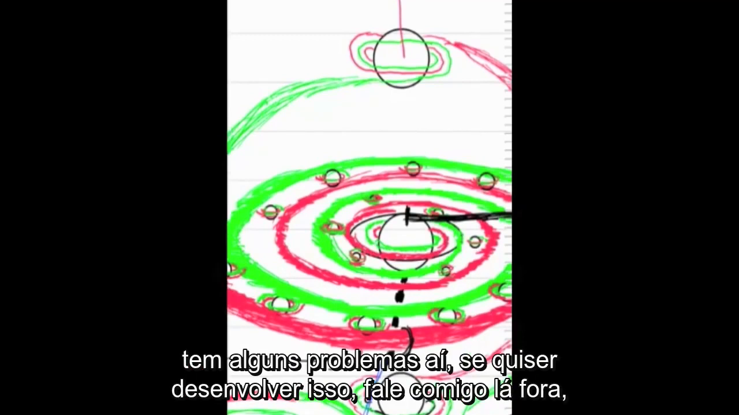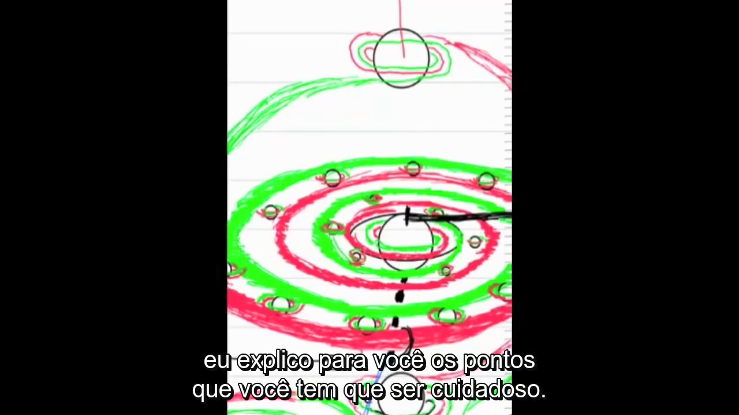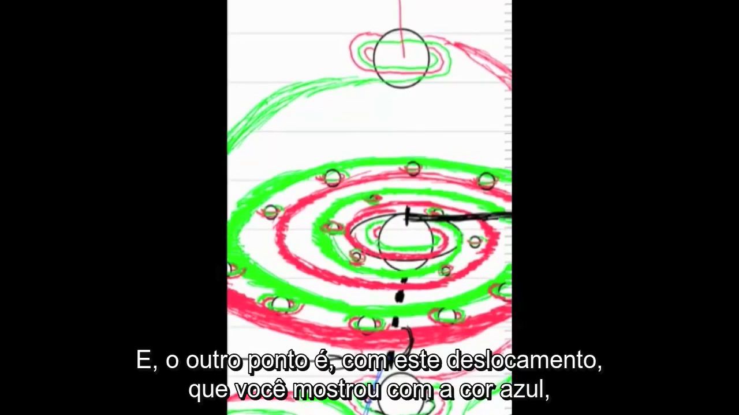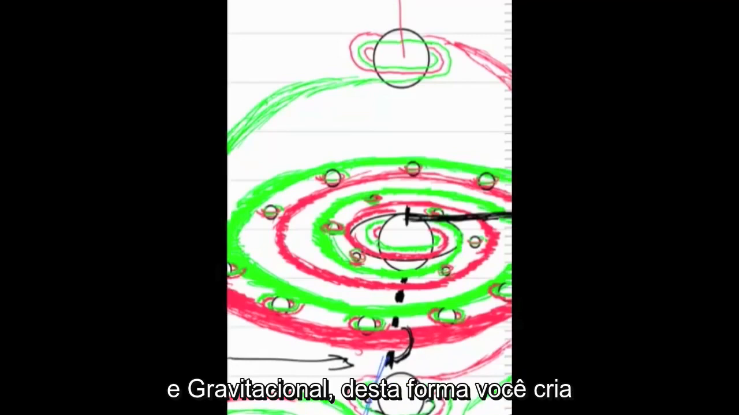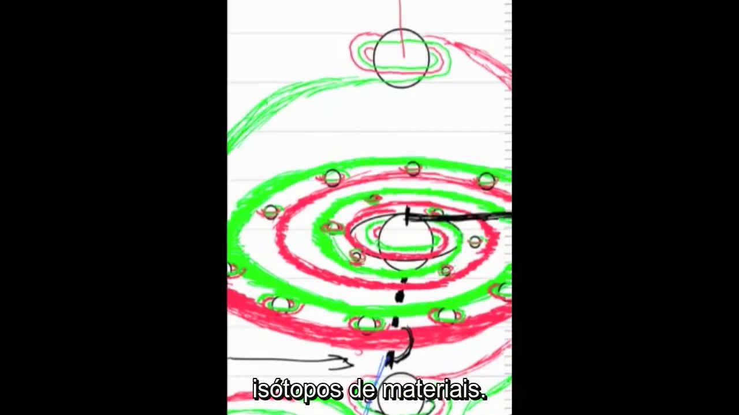There are some problems there. If you're trying to develop this, talk to me outside. I explained to you the points you have to be careful. And the other point is that this way, with the sliding as you shown in the blue, you can decide the strength of the magnetical and gravitational. This way you create the isotopes of materials.